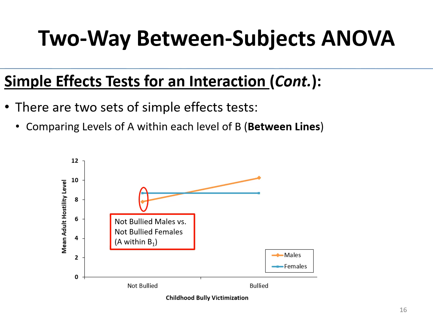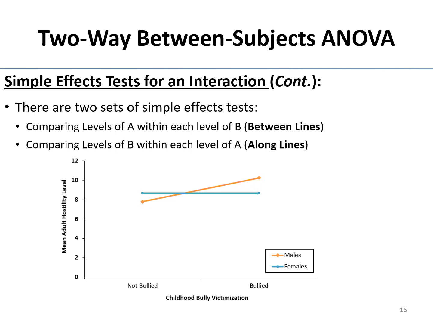The other one that would go between the lines would be on the right. That'd be among bullied people. You've got males and females. So let's see who's more. Is there a difference in hostility among bullied males versus bullied females? So that would be the second simple effects test. So it's called between the lines. I'm hoping that's really obvious, but in case it's not, what it's doing here is comparing the two means between lines.